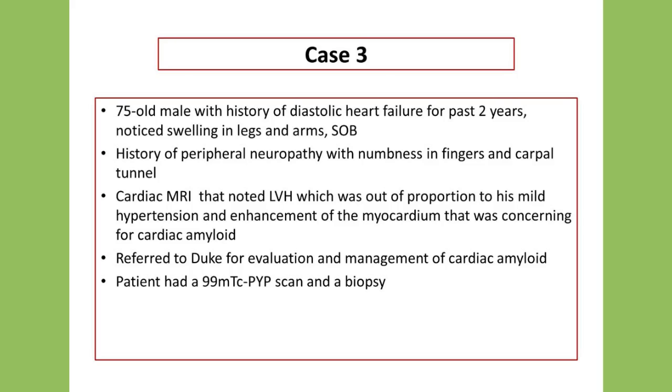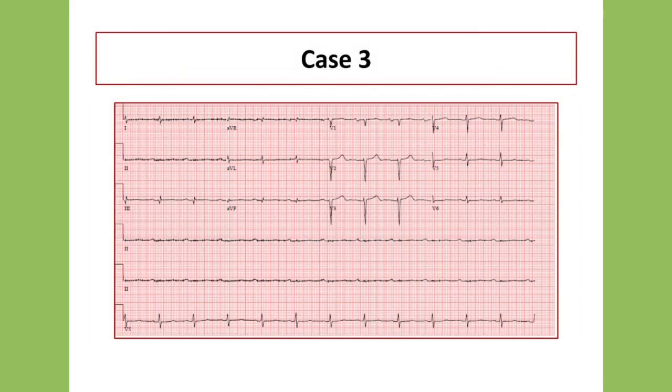So this patient had a cardiac MRI that noted increased LVH, which was out of proportion with the mild hypertension that the patient was having. So given that there was a suspicion of cardiac amyloid, and again, images courtesy of Duke, this patient was referred for evaluation and management. And so the patient underwent a scan and a biopsy. Just the patient's ECG that demonstrates his increased LVH.